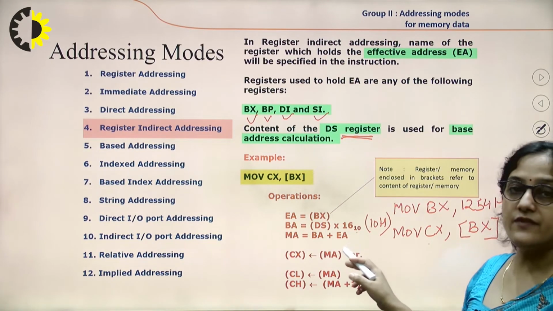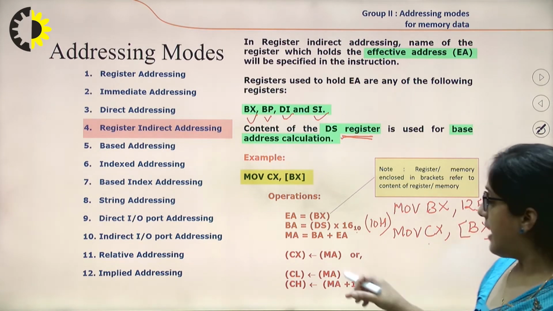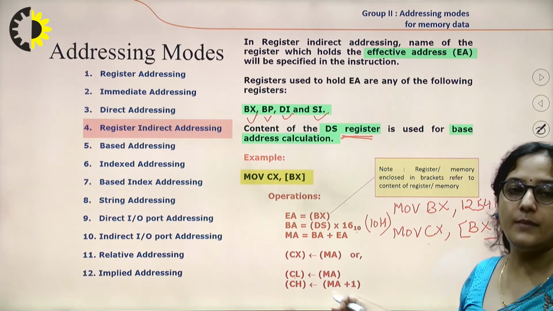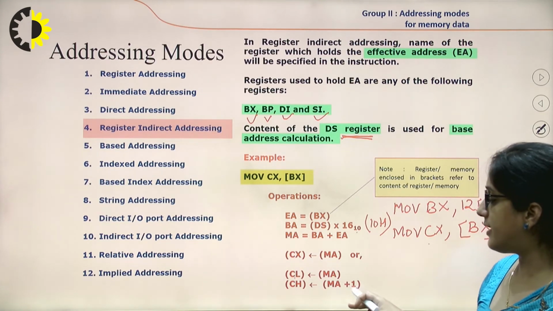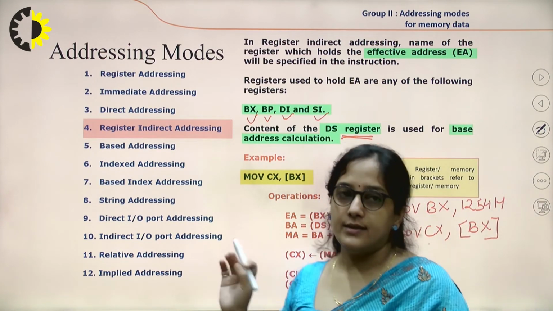We add it with the effective address, and we have the machine address, or you can say the physical address. The content of this physical address is stored in CL, and the microprocessor will add 1 to this address and store the next value in CH automatically. This is the indirect way.